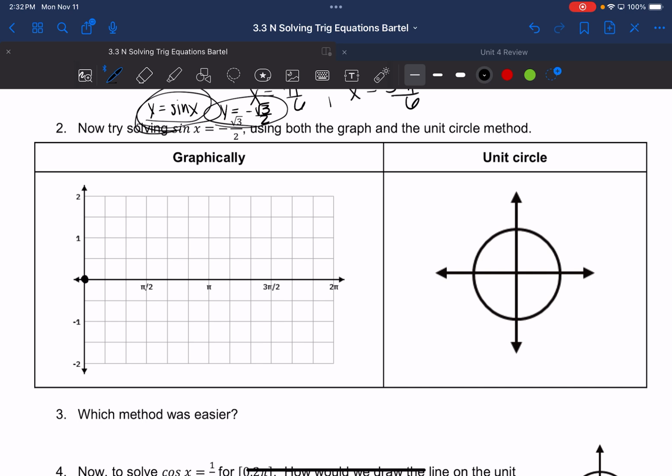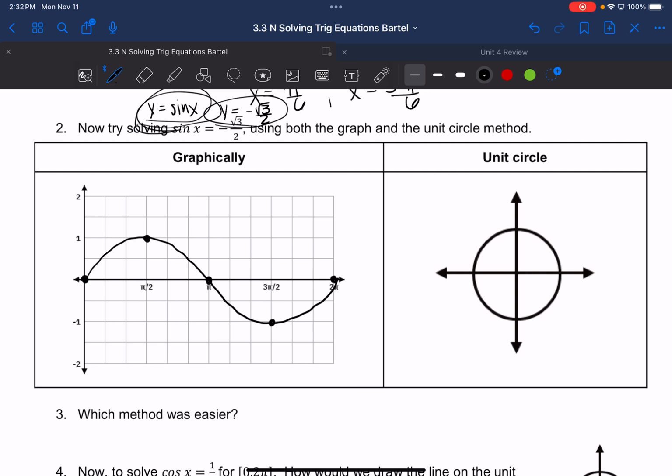Okay, and we also memorized at pi halves. What's sine at pi halves? 1. What about at pi? 0. And 3 pi halves? And 2 pi? Okay, so I know that my graph of sine is going to look something like this.